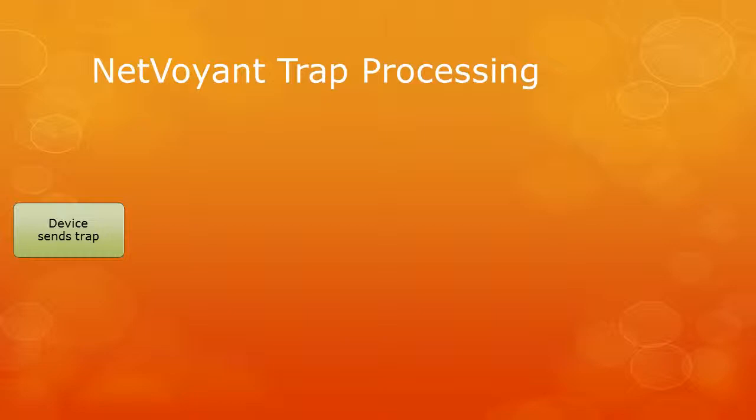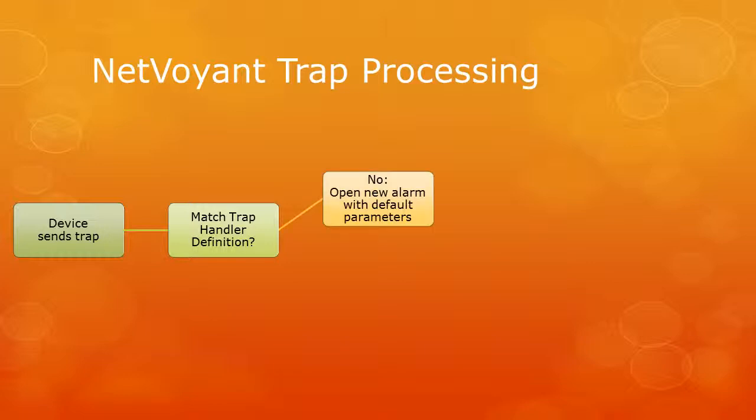Now, NetVoyant, upon receiving traps, follows a fairly simple workflow to determine how to handle the traps. Upon receiving the trap, NetVoyant looks through its trap handler definitions to see if there's a specific handler for that type of trap. Now, if there's no match, a new alarm is opened with some default parameters. Now, if there is a match, NetVoyant checks to see if the trap matches the event filter or the clear filter within the trap handler definition. These filters determine whether NetVoyant should clear an existing event or open a new event or update an existing event.